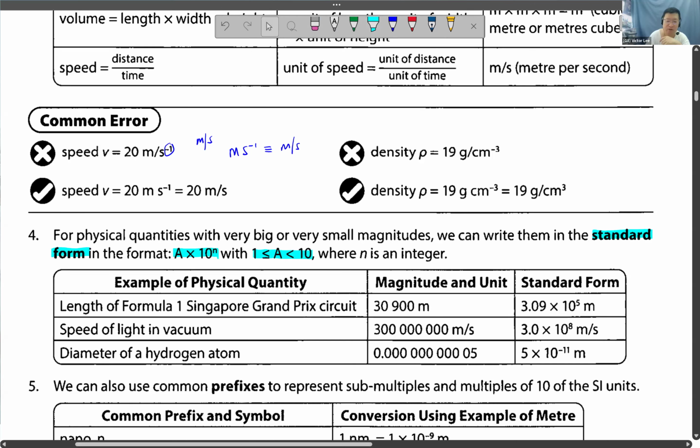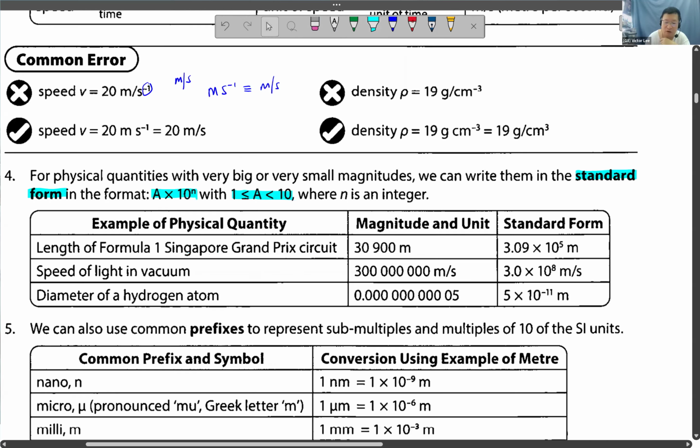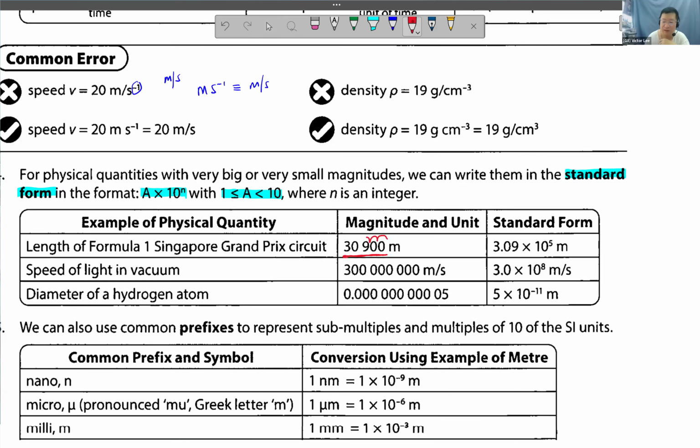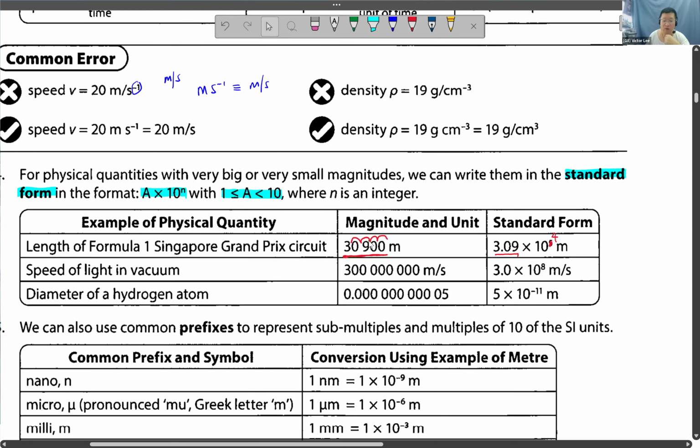So for example, this case, how do you do this? In order to change this to standard form, you move the decimal from here, 1, 2, 3, 4, right? So it's 3.09. Wait, 1, 2, 3, 4. Sorry, I found a mistake. You shift 1, 2, 3, 4. So 3.09 times 10 to the power 4 gives this one. No need for 5. Okay, try the other one.